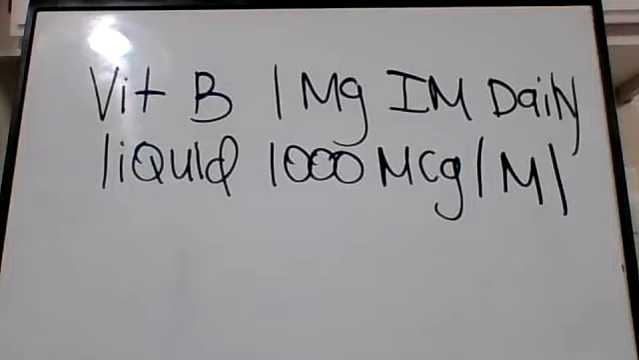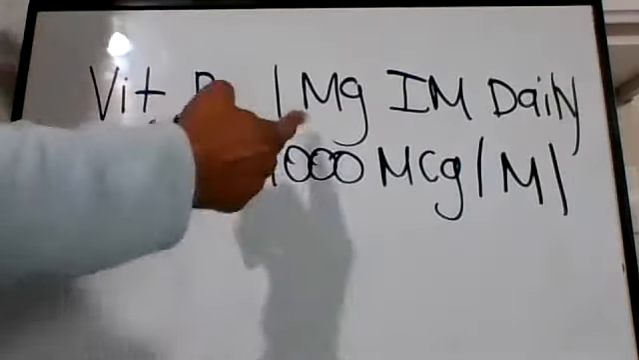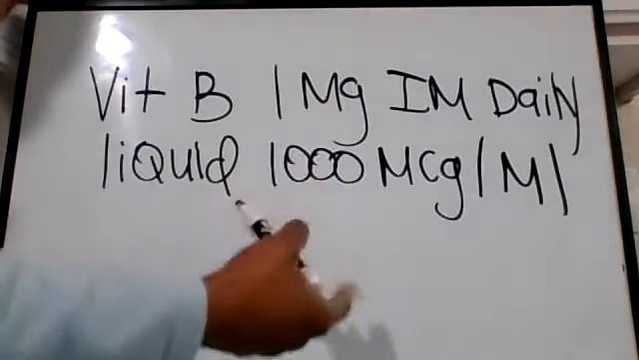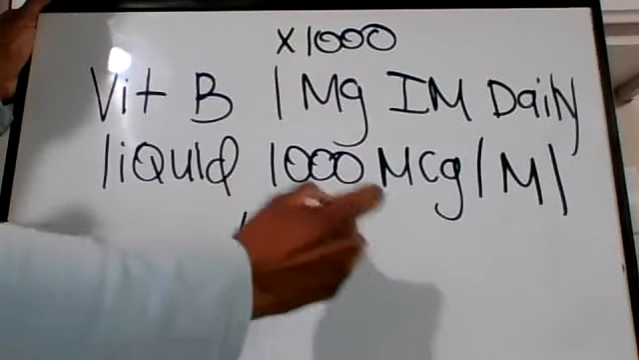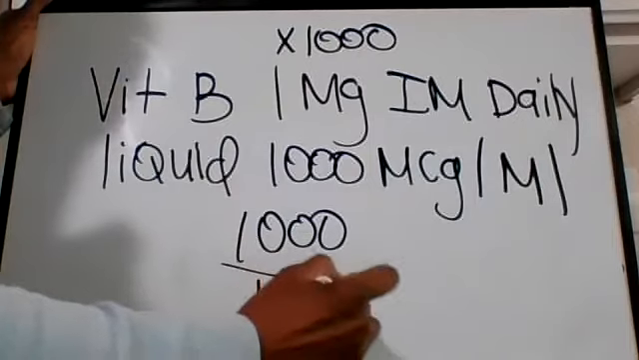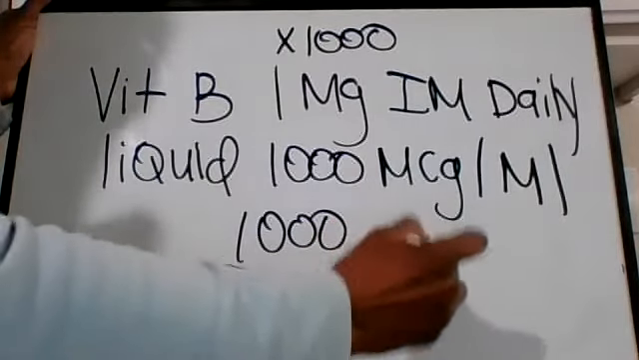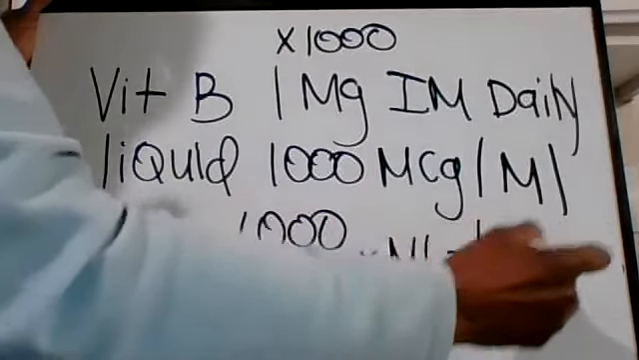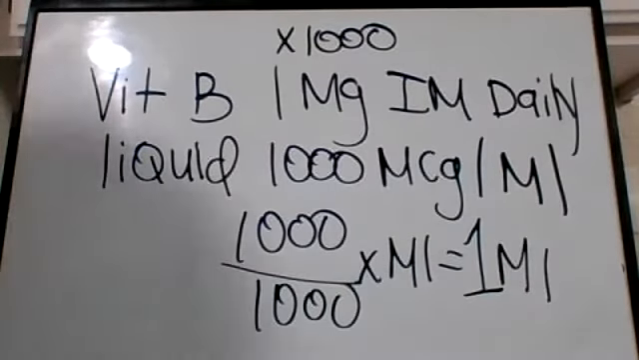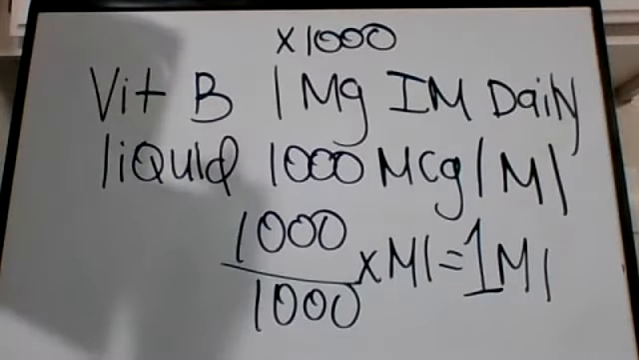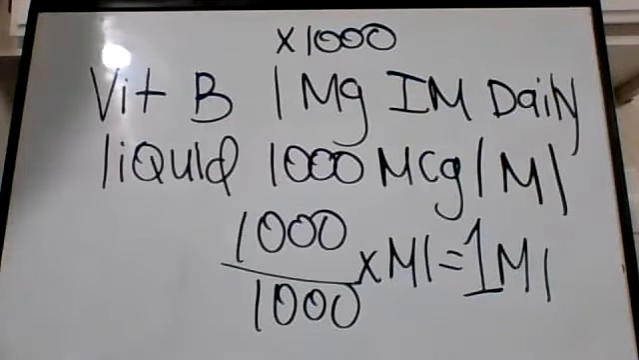Okay. So we're going from milligrams to micrograms. We're going from largest to smallest, so we're going to multiply by 1,000. Of course, this is going to give us 1,000 divided by 1,000 times milliliter. 1 milliliter is the answer. Simple, right? It's not simple if you don't know how to convert or if you don't know that you need to convert. Okay, next one.